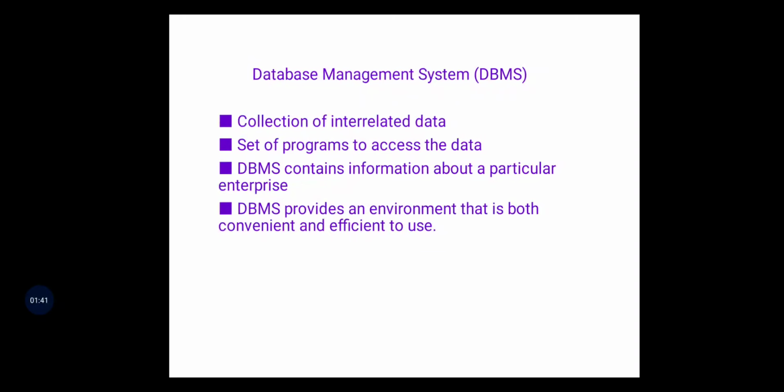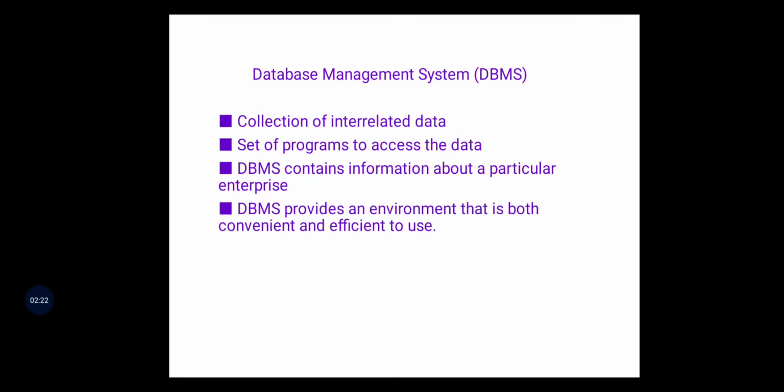Uninterrelated data we cannot accept. Only interrelated data is maintained in the database. These data are collected in a record. What is a record? Register number, student name and corresponding marks: Tamil mark, English mark, major mark, allied mark. These are related to the particular register number. So we call this a collection of interrelated data, along with a set of programs, and we can write programs to access the data.